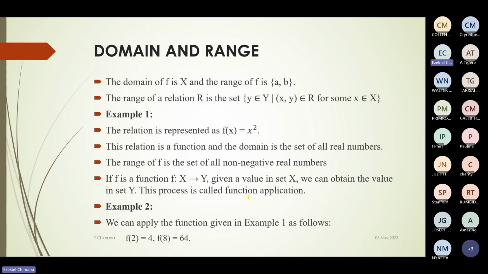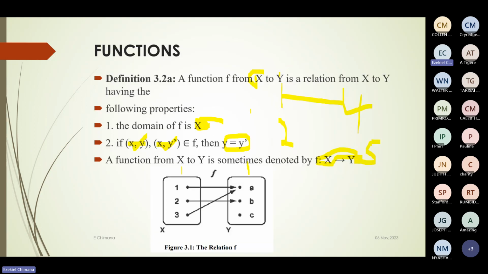Okay, so let's talk about the domain and range. I'm sure these are not new words to you. I'm sure you are well versed with the domain and range. So the domain of f is x and the range of f is AB. If we look at this one, this one is our domain, and then the range is AB. Those are the values that we are having.